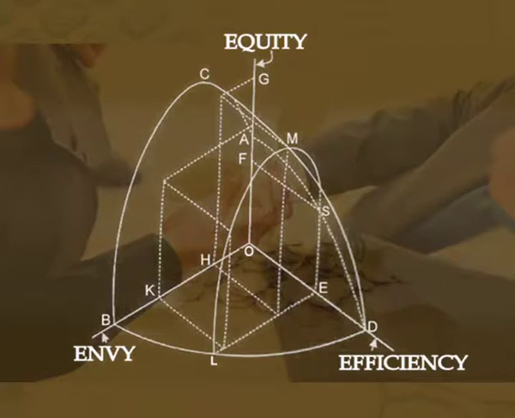This is better explained in this diagram, where there are trade-offs between envy and equity, equity and efficiency, and envy and efficiency. Meaning that if an allocation is envious, then it can never be equitable, or if it is just efficient, it is not necessarily an equitable allocation. But if it is both, then only it is said to be a fair allocation.